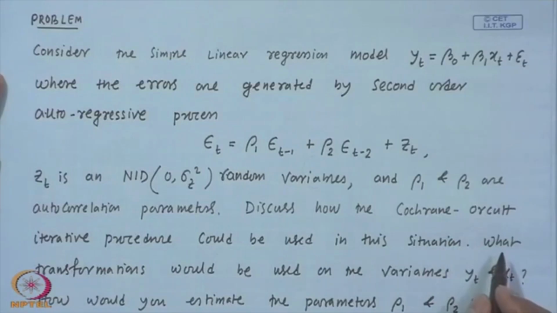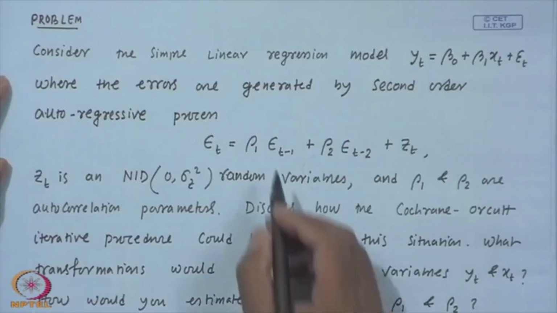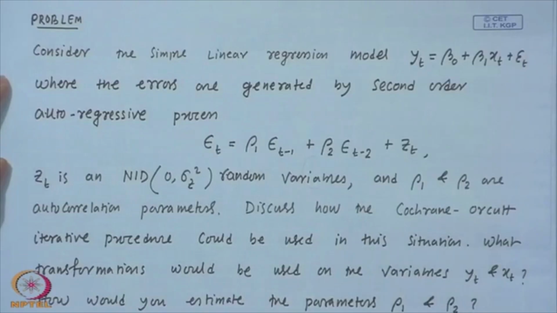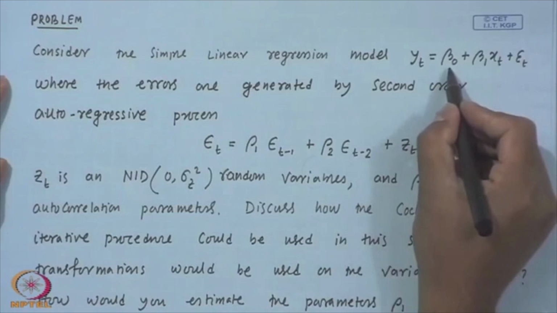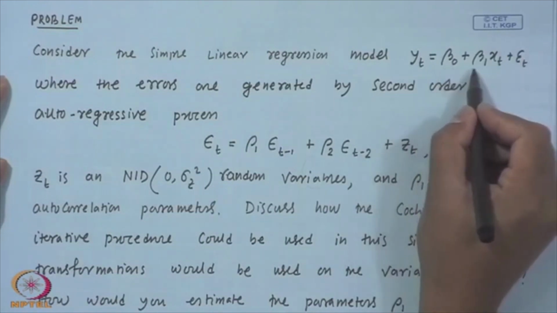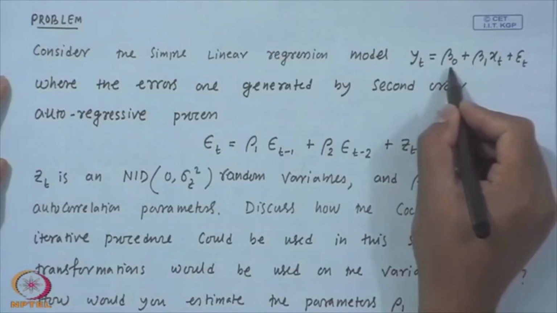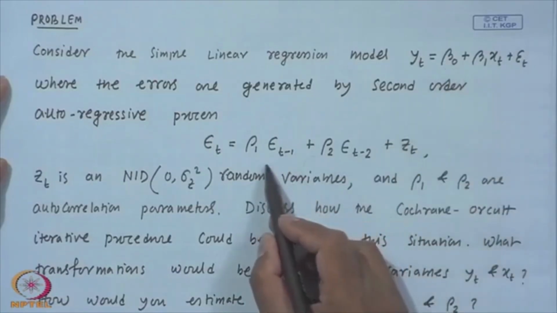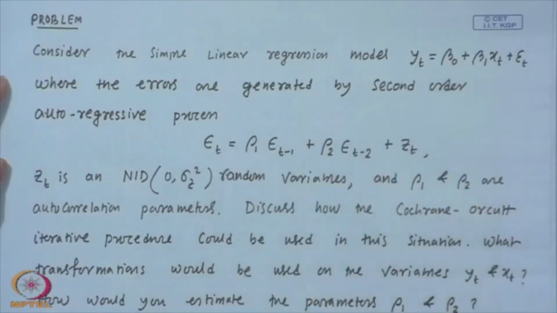It says, what transformation would be used on the variables y t and x t, and how would you estimate the parameters rho 1 and rho 2. Well, so this is the problem. How do you estimate the parameters beta naught and beta 1 in the presence of second order autoregressive error? Okay. So, let me start the solution for this problem.